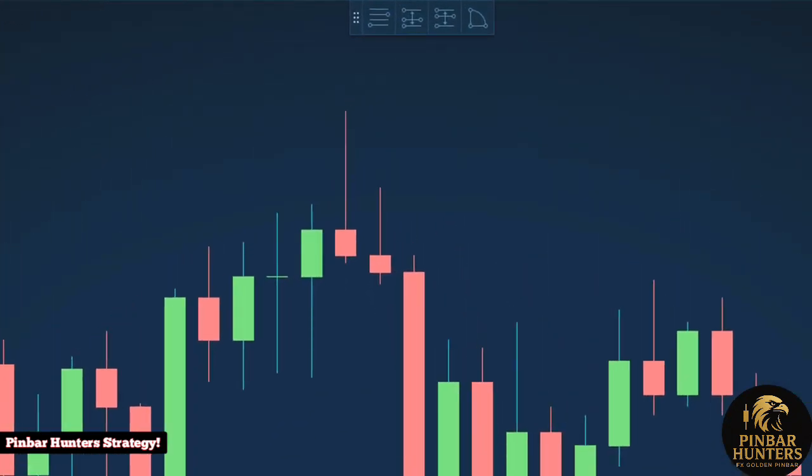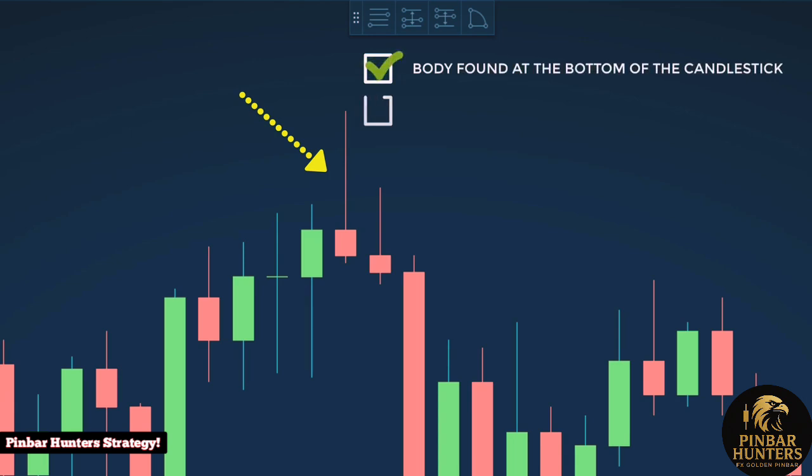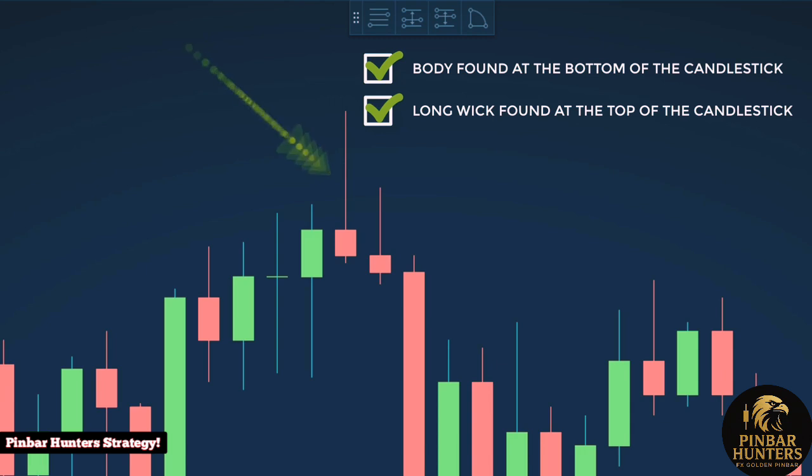Let's take a look at what pin bars are supposed to look like when they are formed on your charts. This is a simple example of a bearish pin bar. Notice how the body is found at the bottom of the candlestick, and the long wick is found at the top. All bearish pin bars you'll see form in the market will follow this basic structure. They all have their body at the bottom of the candlestick and their wick at the top. Sometimes the body of the candle will not be found right at the bottom, like you see in this chart, but it will always be found in the bottom half of the candlestick.